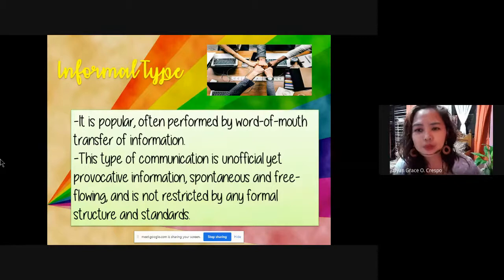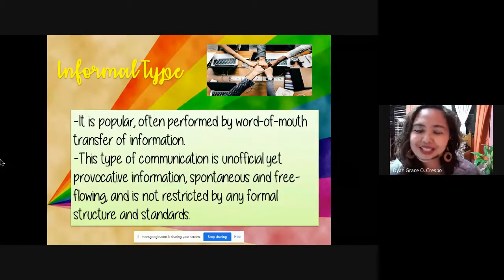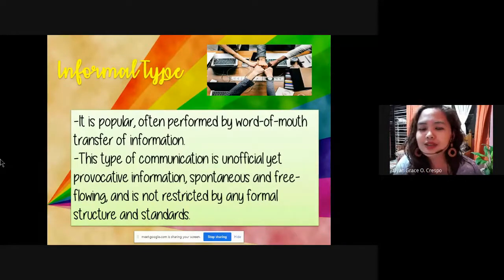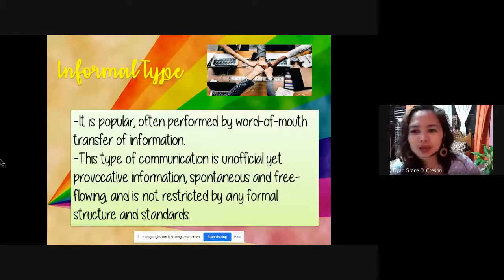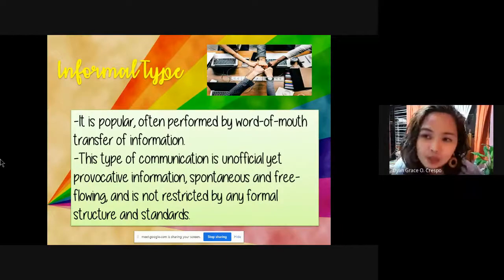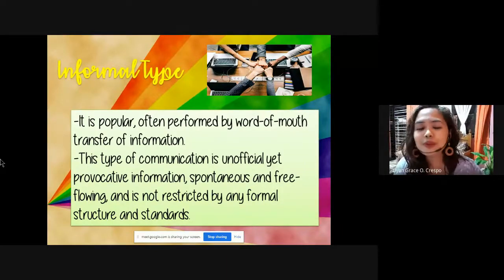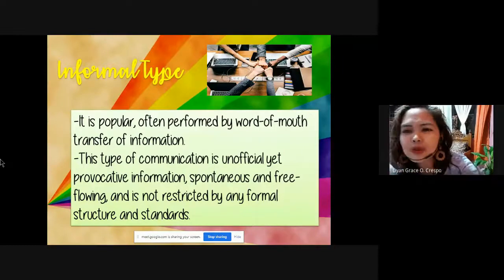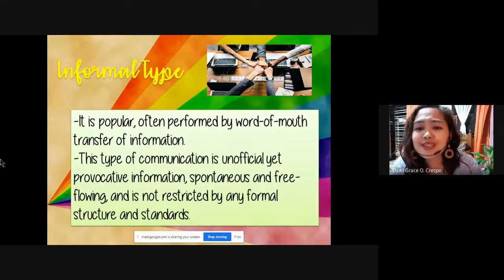So let's have the informal type. So of course it is popular. Why? Because we all have this kind of communication, often performed by word of mouth, the transfer of information. This type of communication is unofficial, yet provocative information, spontaneous and free flowing, and is not restricted by any formal structure or standard. Why is it popular? Because we're using what the people want, what the people would like to hear, and whatsoever. So, kaya siya very popular. It is for the mass.